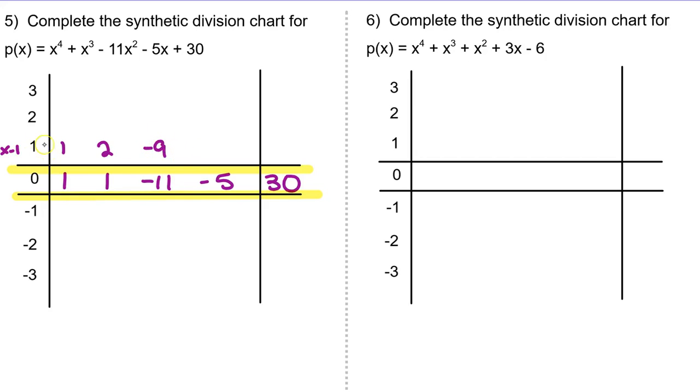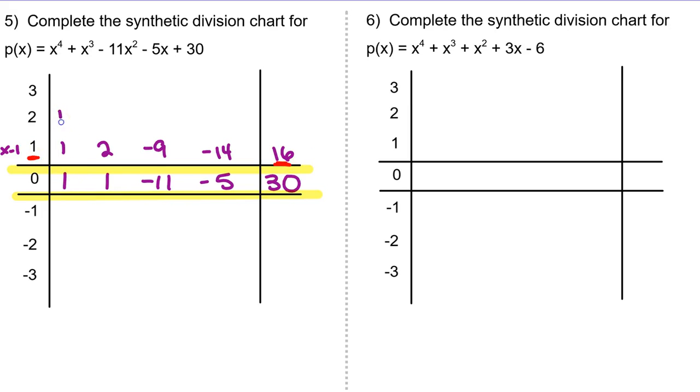Take that, multiply it by the number in the box, we get negative 9. Add the next number, we have negative 14. Take that, multiply it by the number in the box, we have negative 14. Add the next number, and we have 16. 16 is the remainder. It's also the y-coordinate of the point. So if you were making this graph, you could plot the point 1, 16. Okay, let's do the next row.